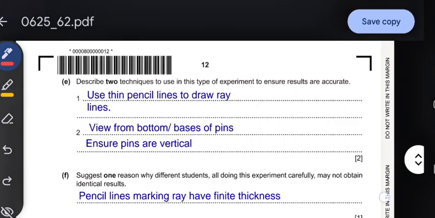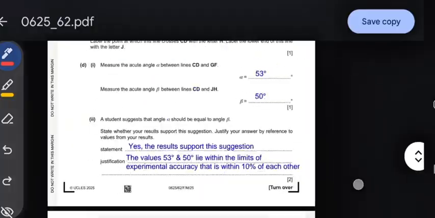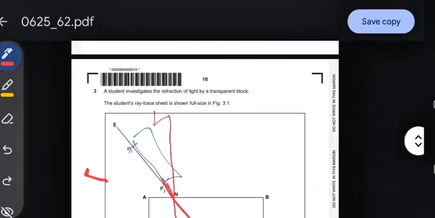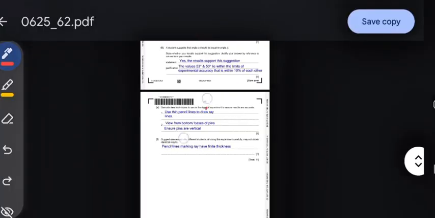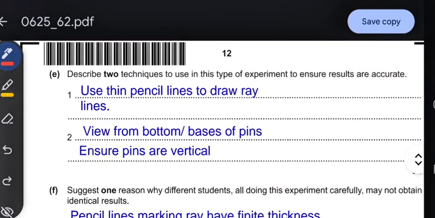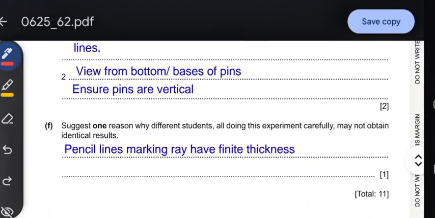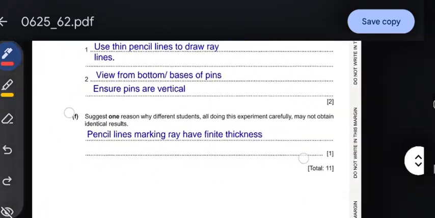Okay, describe 2 techniques to use in this type of experiment to ensure results are accurate. I've given you 3 techniques. This is basically a ray trace diagram experiment. You have already discussed this yesterday as well: use thin pencil lines to draw the ray, which is of course going to be more accurate; view from the bottom of the pins or the bases of the pins; and ensure pins are vertical. Very repeated question, please. Make sure you know all this.